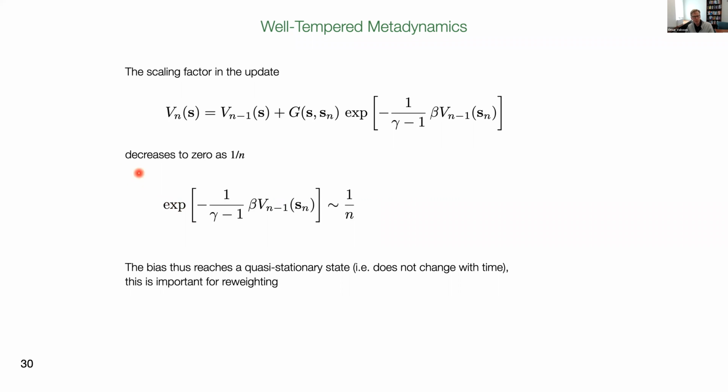And it can be shown that this scaling factor in the update shown here decreases to 0 as 1/n. And that means that as we simulate longer and longer, the height of the added Gaussians goes basically to 0. This means that the bias reaches a so-called quasi-stationary state, meaning it's not changing much with time. And this is important for the reweighting, as we'll see later on.